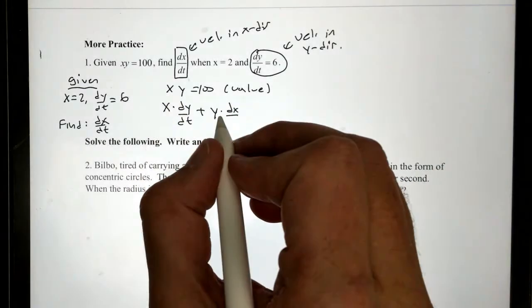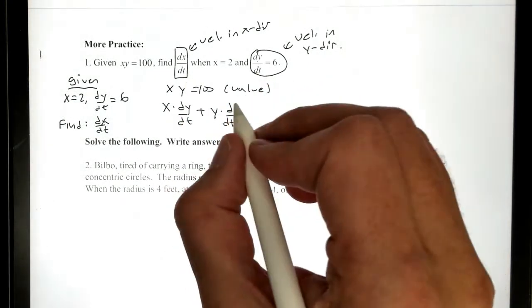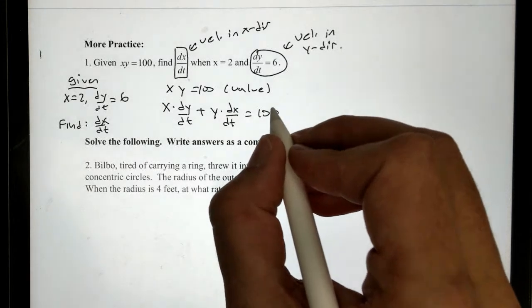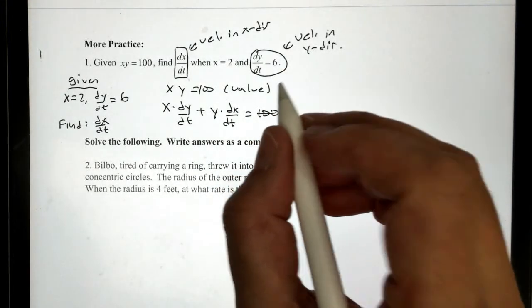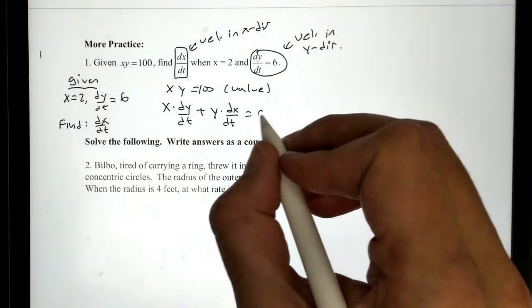This is the new one. The derivative of x is dx/dt. Anytime I say dt, that's a related rate. And that's going to equal 0. Whoops, that's a weird looking 0. Sorry, that's still weird looking. Come on, erase. There we go. That should be 0.